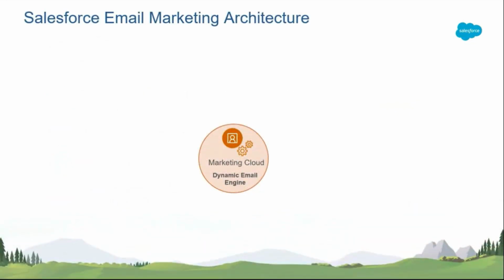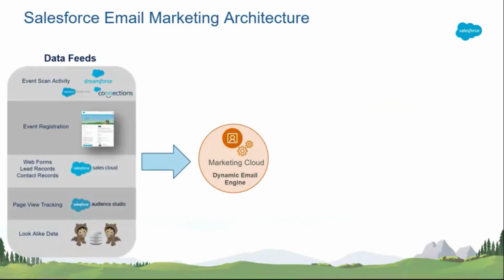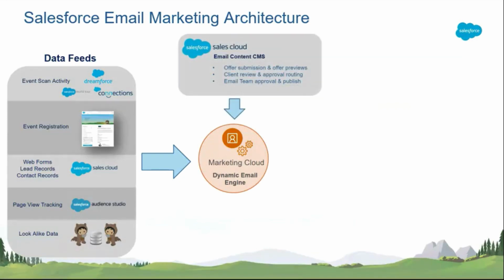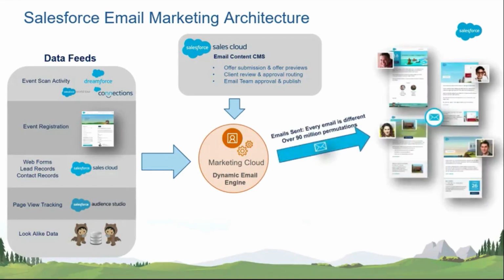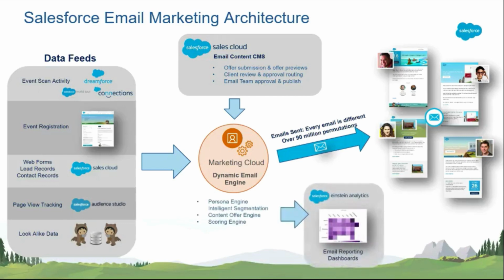So in terms of the things that we've just covered, we've got all of these data feeds feeding the Marketing Cloud across multiple channels, not just email. We've got Sales Cloud as our email content CMS, where we're doing the offer submission, review, and approvals. We've got Marketing Cloud, which is sending out one-to-one content emails. We've got almost 90 million permutations of the emails that it can send. And then we've got the dynamic engine itself, which is producing all of that data that's feeding Einstein Analytics to give us closed loop reporting.